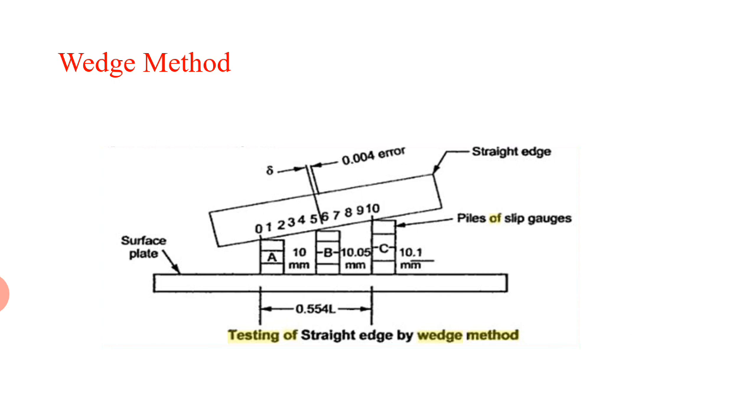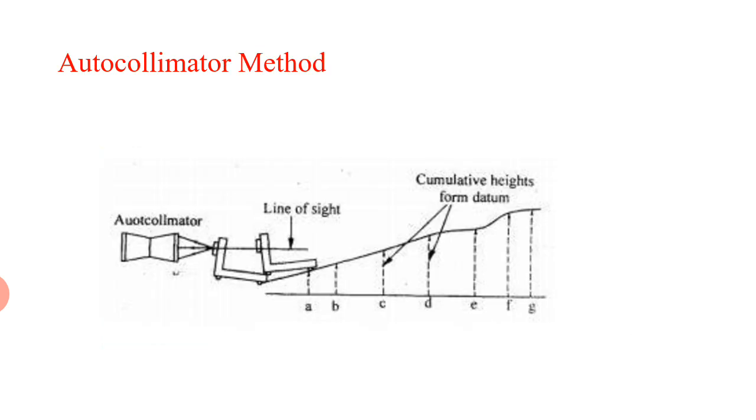If there is no error, the slip gauges will make contact with both surfaces exactly at the marked position. If, however, there are errors in straightness, the slips will not fit exactly at their marked position but will be displaced one way or the other along the straight edge by an amount proportional to the errors.